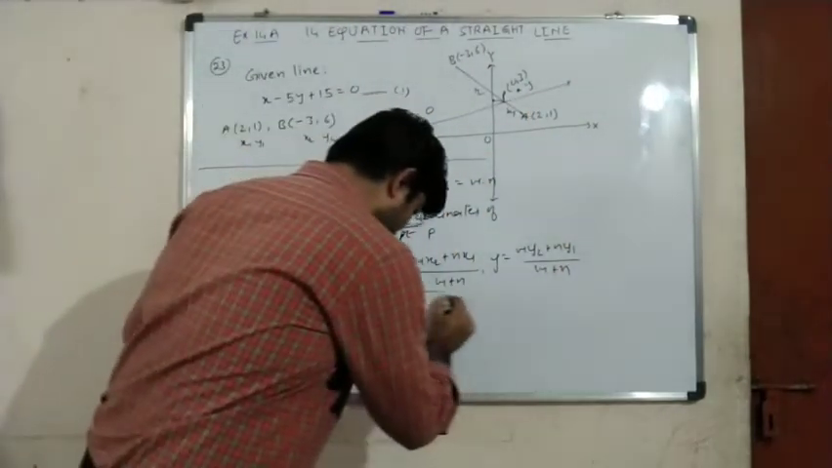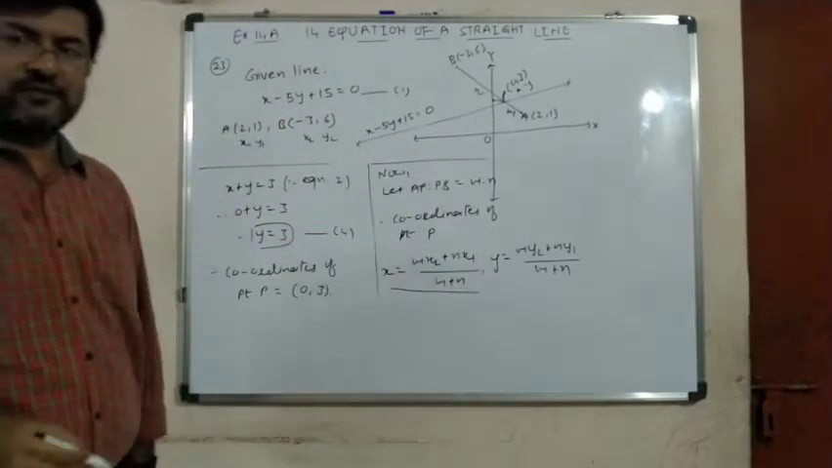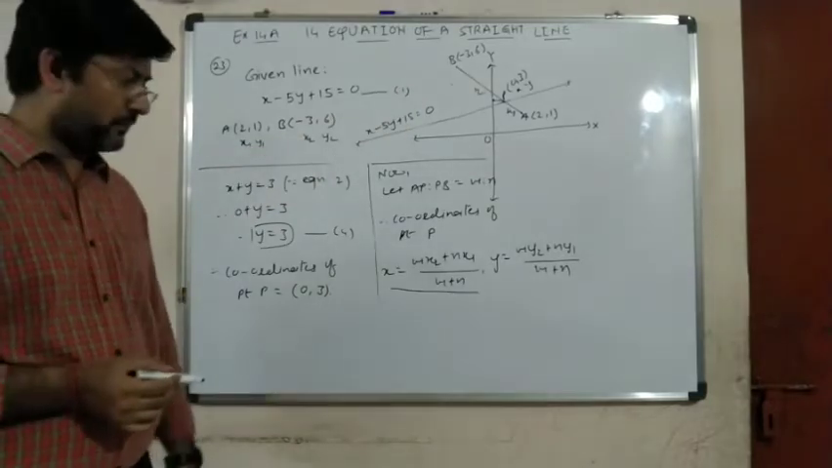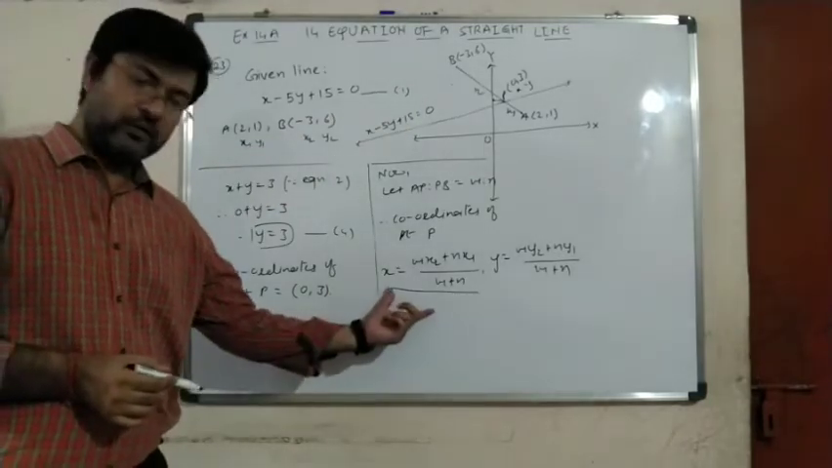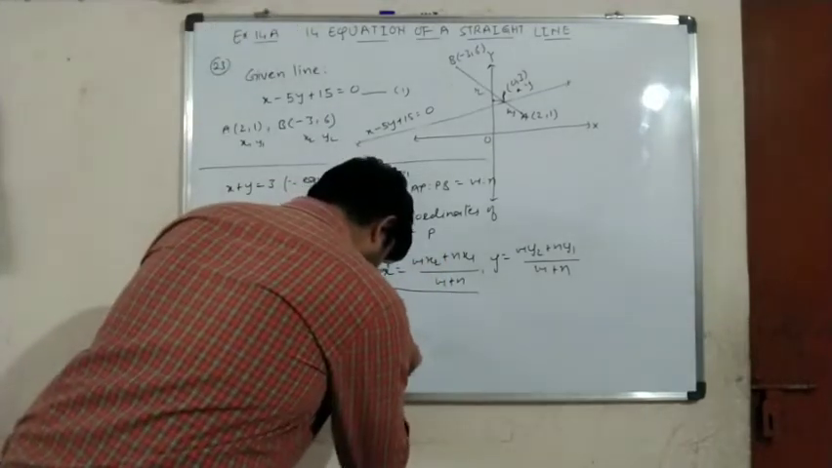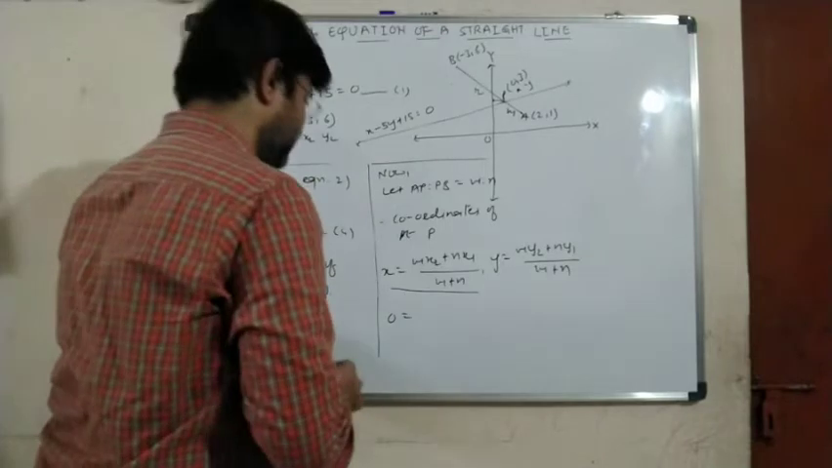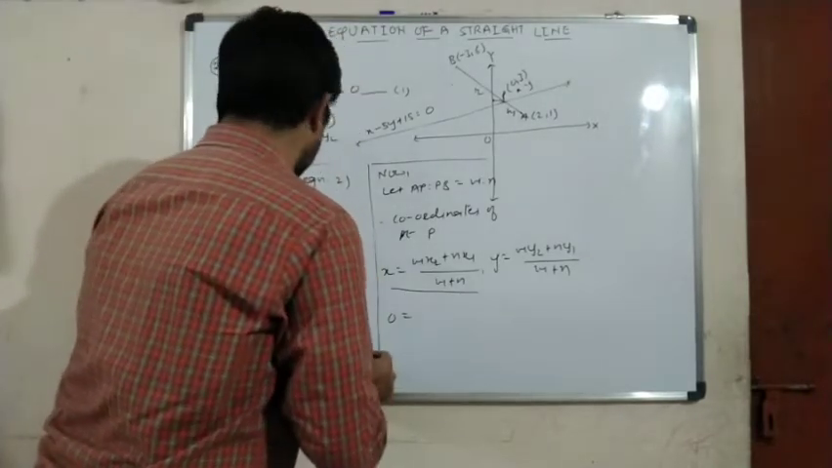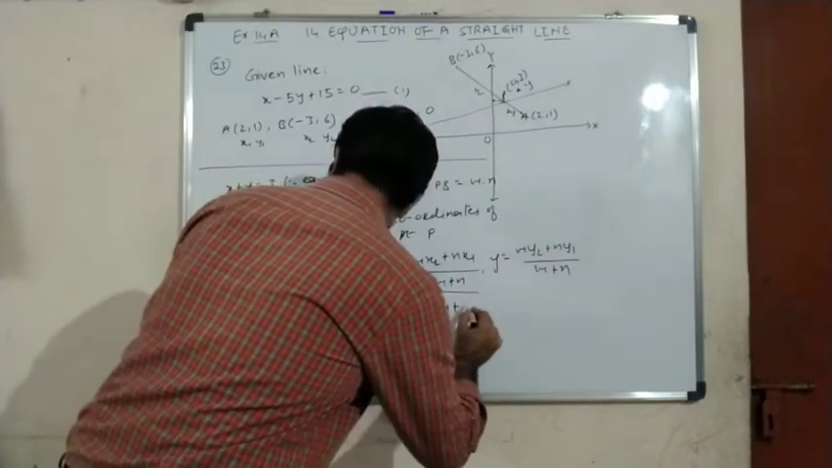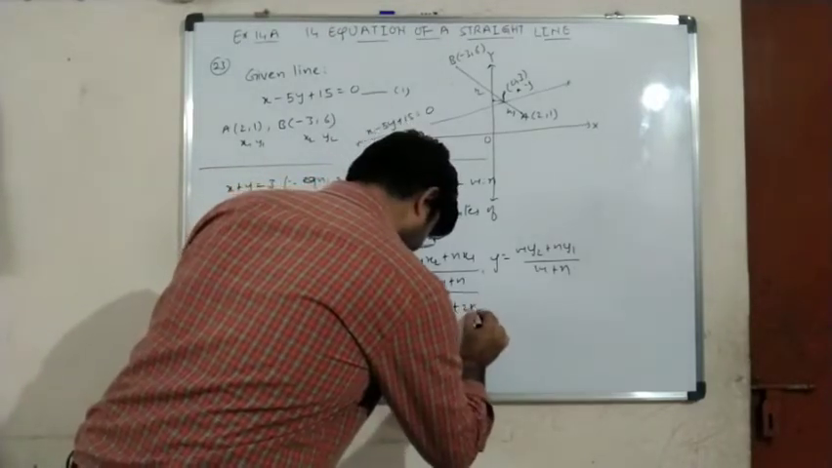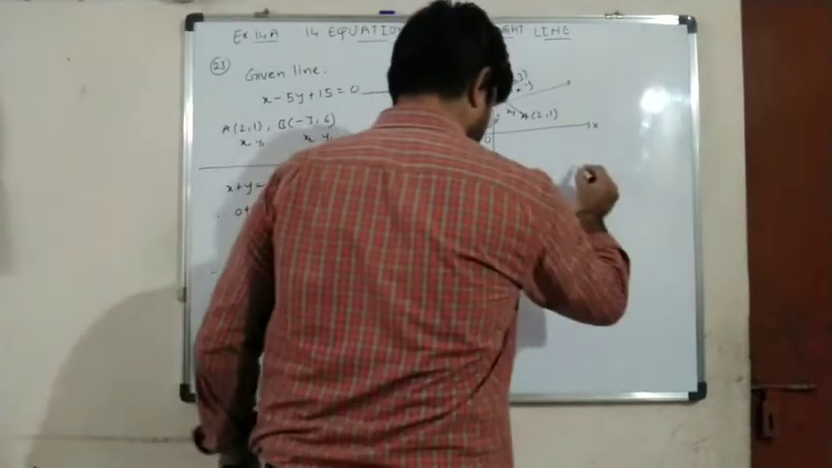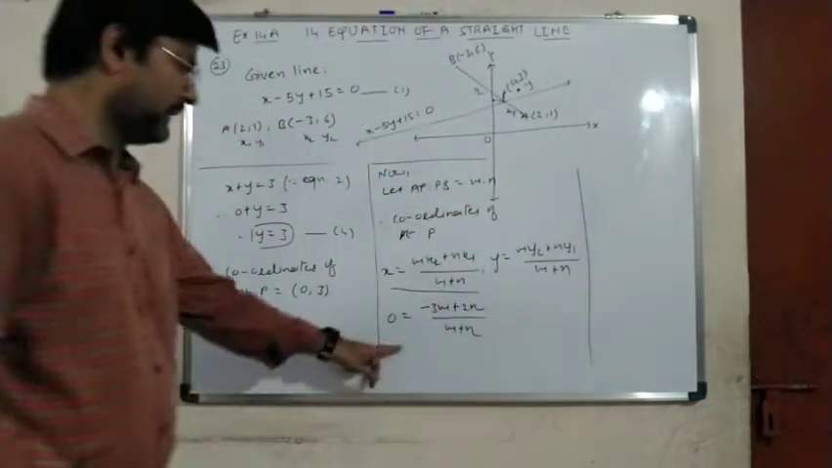We will substitute the value only in the first equation. Second equation no need to substitute. Why? Because we have already obtained the coordinates of point P. So the only thing required now is to find the ratio m is to n. So x is 0 is equal to m times x2, so minus 3m plus 2n upon m plus n. Okay, now let us simplify.